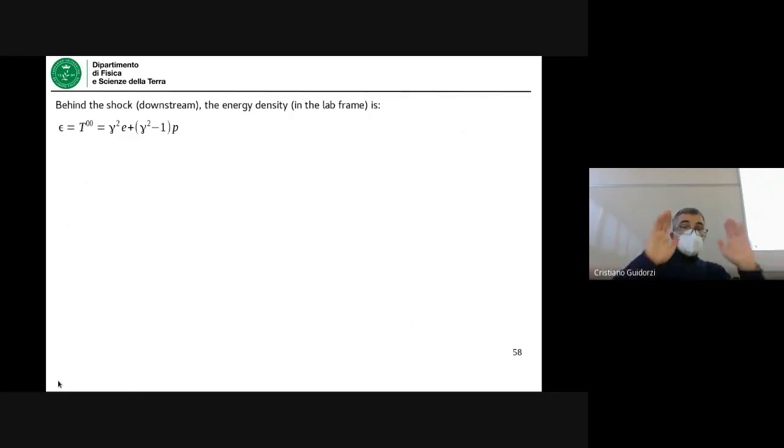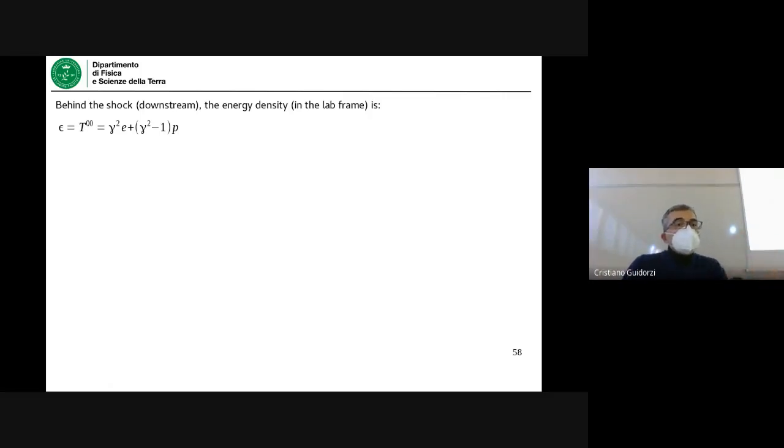I'll just tell you the end of the story. In the end, we assume we now know all the fluid at any point, at any time: we know the energy density, we know the Lorentz factor, so we know how fast the fluid is moving, and we know the number density. We know everything at any point in space, so we know the energy associated with it.